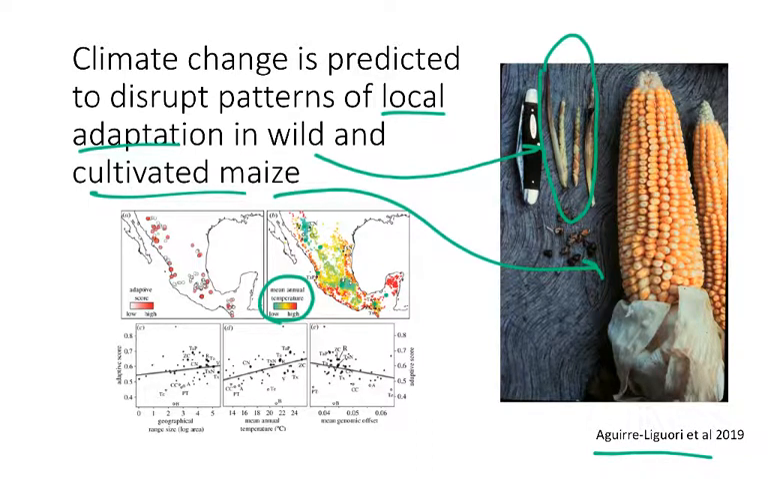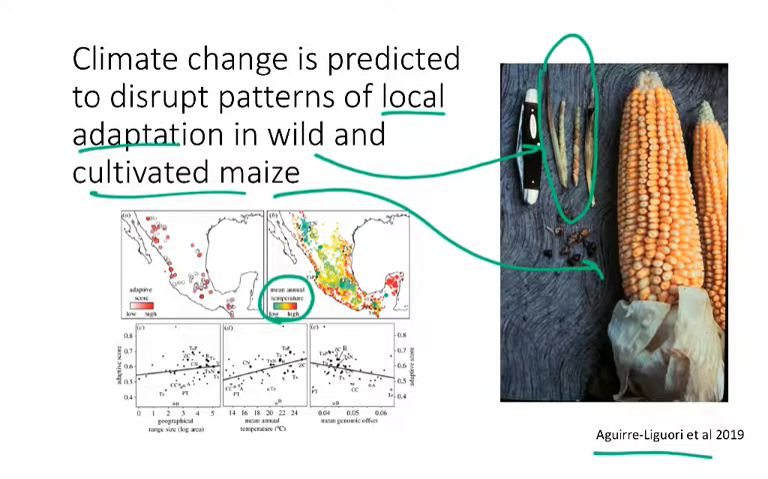And what they found in this paper is that for the wild populations, because these different populations are specifically adapted to living in these different temperature climates, climate change, which is changing these temperatures, is going to have a differential effect on these populations. So some of them are going to be more affected than others.